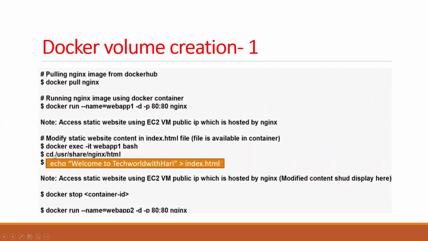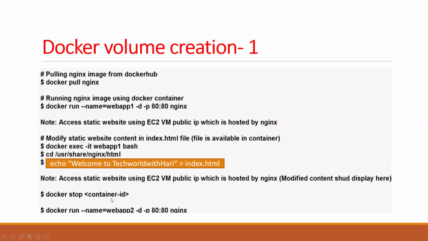So it will connect to the server. Then go to the directory /usr/share/nginx/html. Echo "Welcome to Tech World with Hari or BlueJ Technologies" into index.html. Access the static website using the EC2 VM public IP, which is hosted by the Nginx. The modified content should be displayed here.